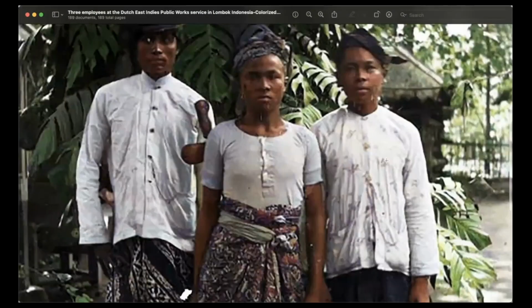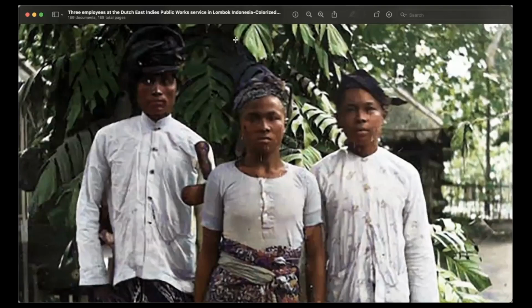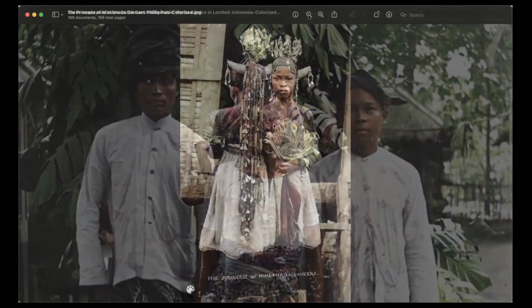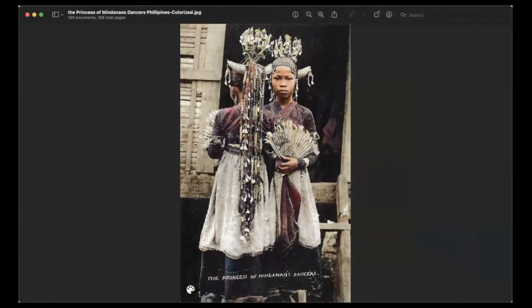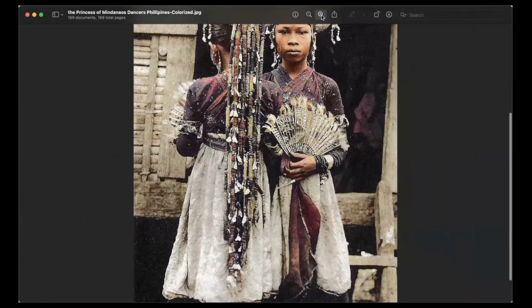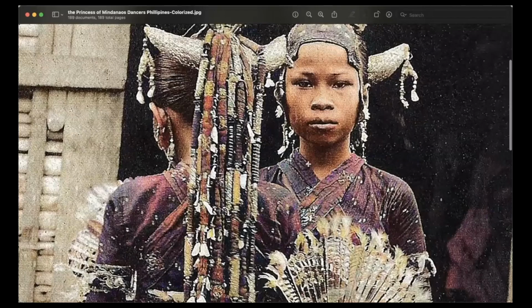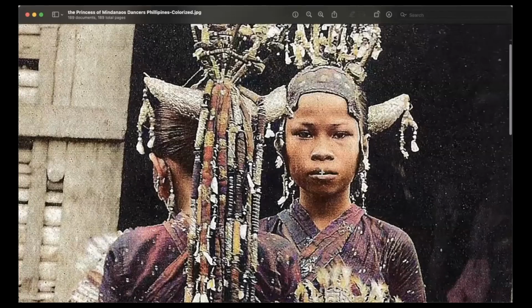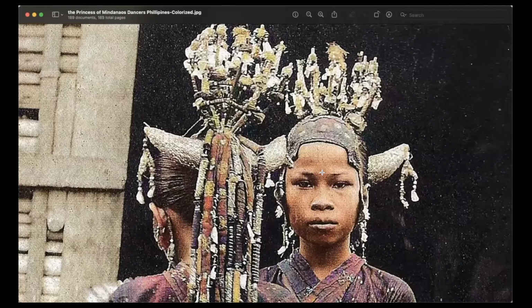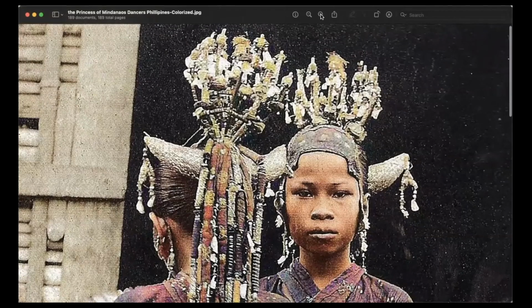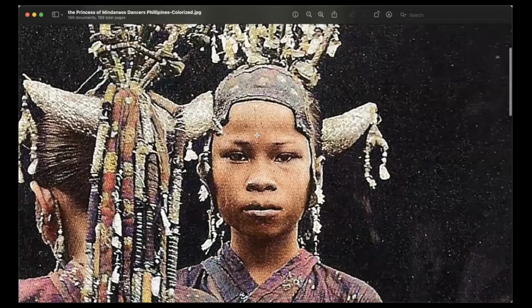Lombok, Indonesia. Look at these Indonesians, so-called Negro people. Indonesians, so-called Chinos. Here we have the princess of the Mindanaos, dancers in the Philippines. Look at her. Filipino dancer. Look, princess. Princess of the Mindanao. She's a princess, guys, an Asian princess.